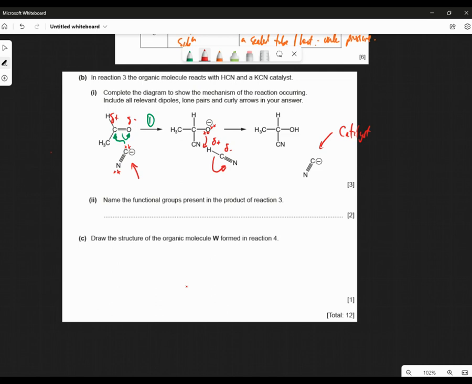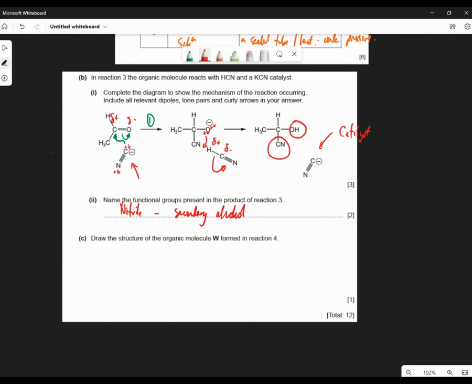Name the functional groups present in the product of reaction 3. Right, now this is called a nitrile. Okay, and this is called a secondary alcohol. Okay. All right, now I'm going to check the answer scheme. So do they want it like that? Yeah, they don't even want secondary, but I think you should know that it's a secondary alcohol.